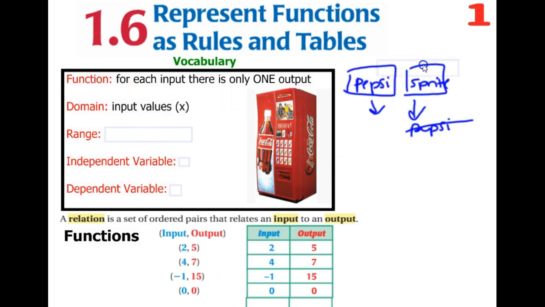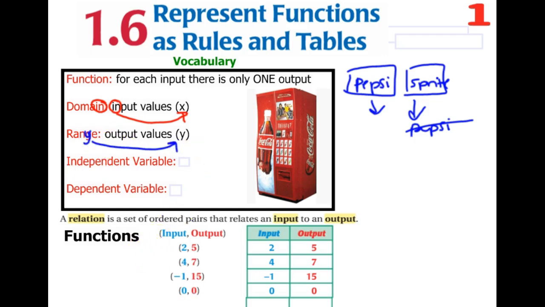Our domain is our input values, whatever we're putting into our equation or into our pop machine. What we're putting in is always represented by X. Domain has the word in right in it, so that's what we're putting in for X. And then our range is what we get out. Our range is our Y values. And I like to think of the word range as having a Y right inside the G there. So our range is our output values, or our Y.